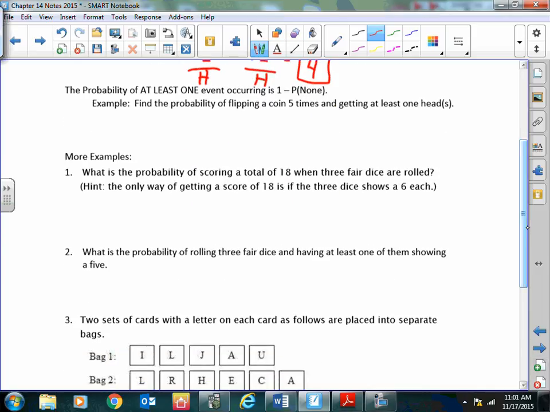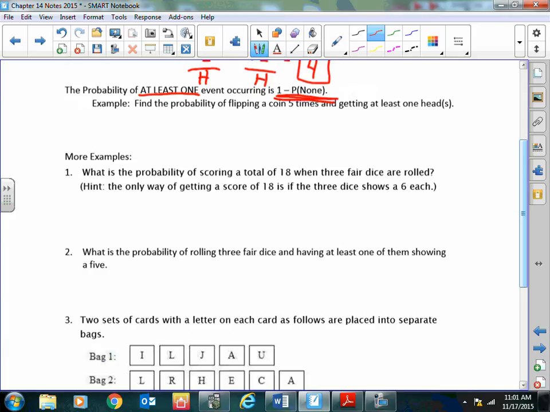Now, the next thing I want to teach you is a keyword and how to find the probability when it asks you for at least one event happening. You're going to remember this: the probability of at least one is 1 minus the probability of none. The probability of at least one is 1 minus the probability of none.